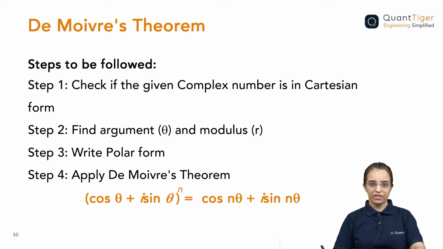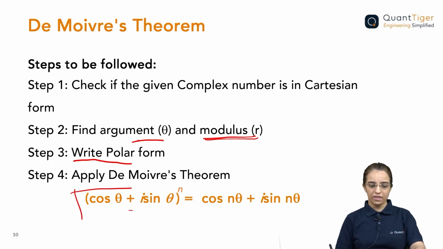First of all, we will check whether the given number is in Cartesian form. Then we will find theta, which is nothing but the argument, and modulus, which we call r. We have already discussed the formula for theta and modulus also. For modulus, we take the square root of x square plus y square. The next thing is we will write the given complex number in polar form, and then we will apply de Moivre's theorem.